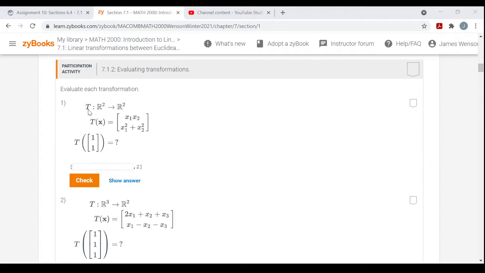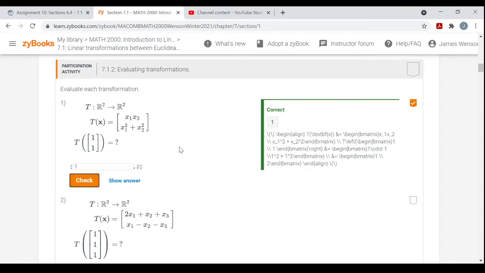So here's a transformation from R2 to R2, which would be called an operator. Remember, if the domain and codomain are the same, you could also call the transformation an operator. So my input is a vector with two components, 1 and 1, and the output is this vector with two components, and again they describe to you how to find it. So here my x1 and x2 are both 1. So the output, the first component would be 1 times 1, which would just be 1, and that's all I'm asked to fill in, because they already gave me the second component, which would be 1 squared plus 1 squared, which is 2.